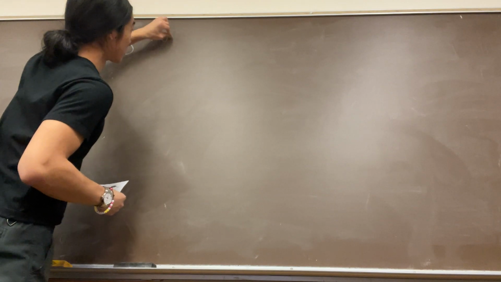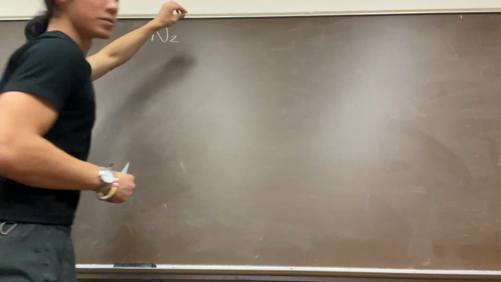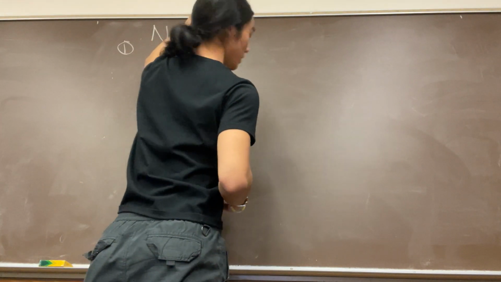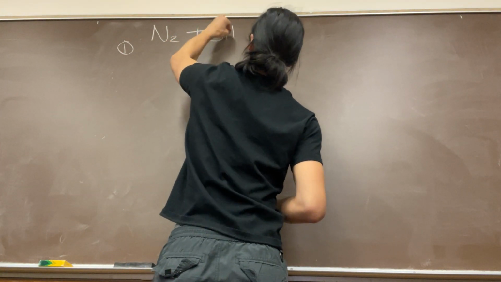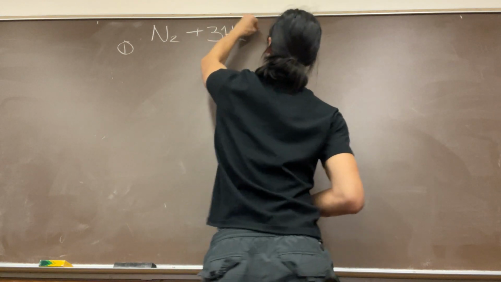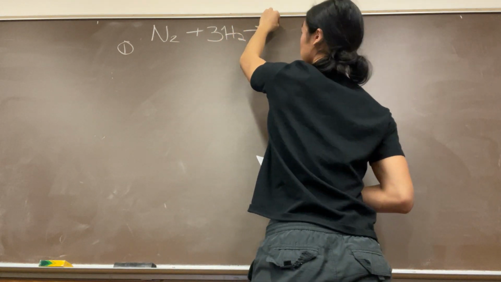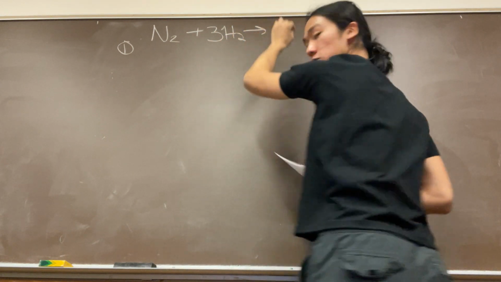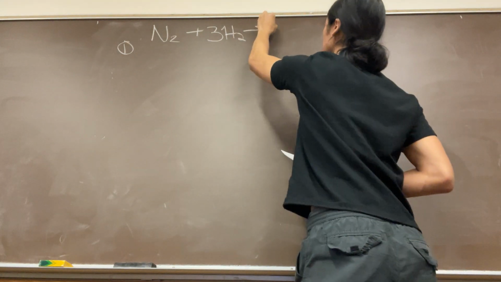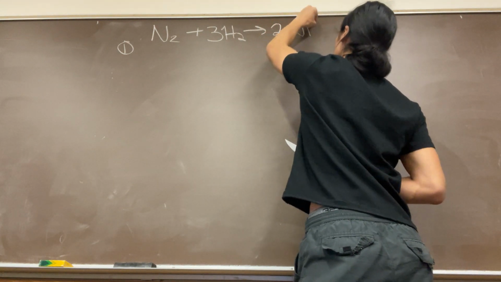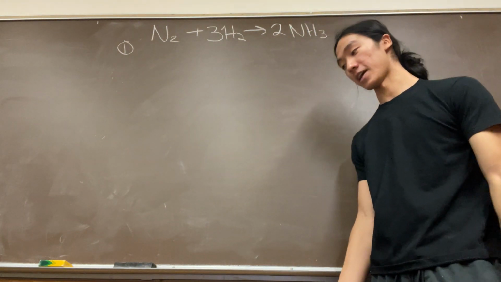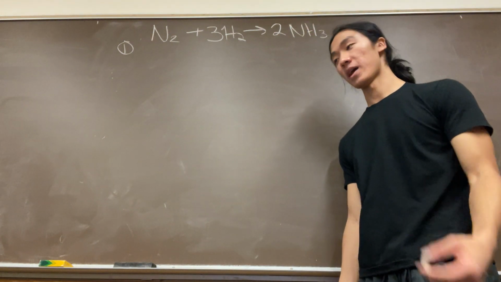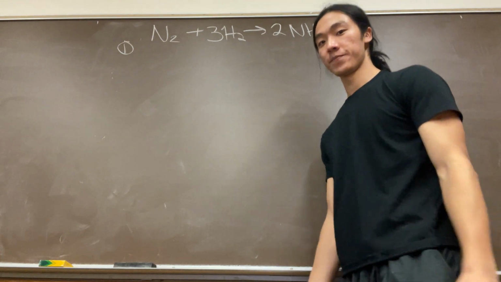So this is the reaction we're working with: 1 mole of nitrogen gas, N2, plus 3 moles of hydrogen gas yields 2 moles of ammonia, NH3. In case you're wondering, NH3 is ammonia. It's a type of gas. It smells really bad. It's what you smell when you pee and stuff.